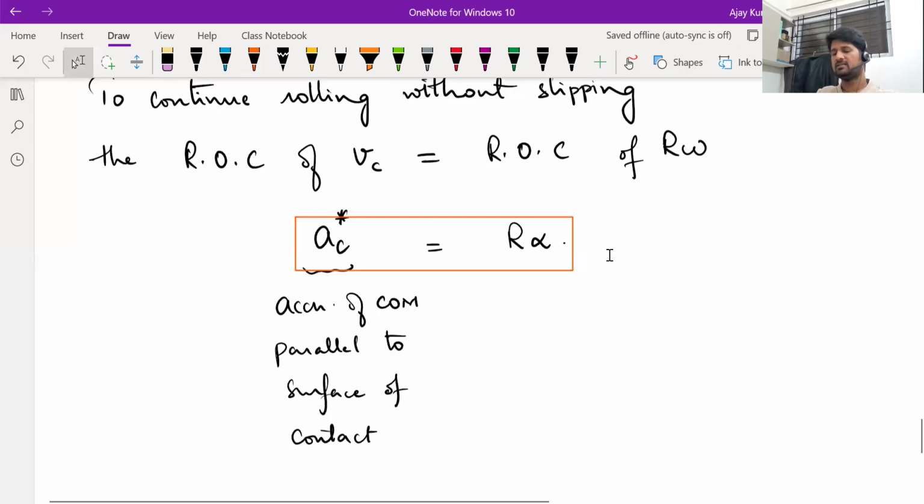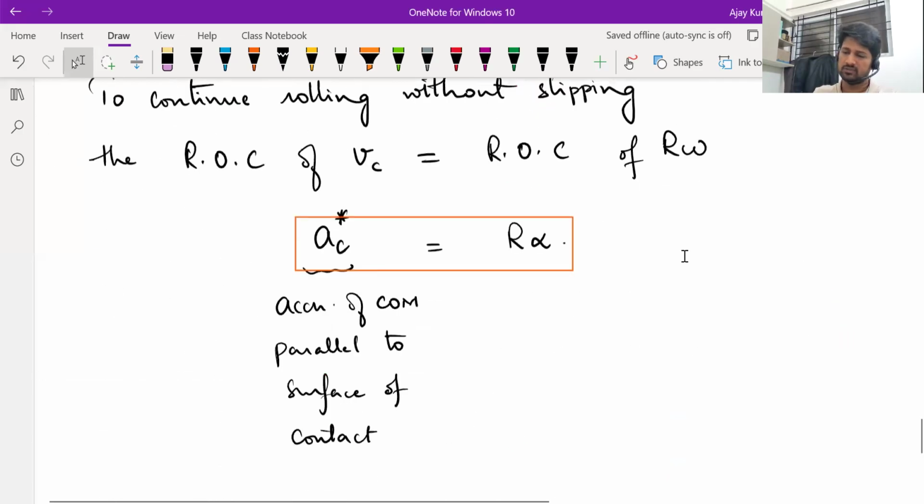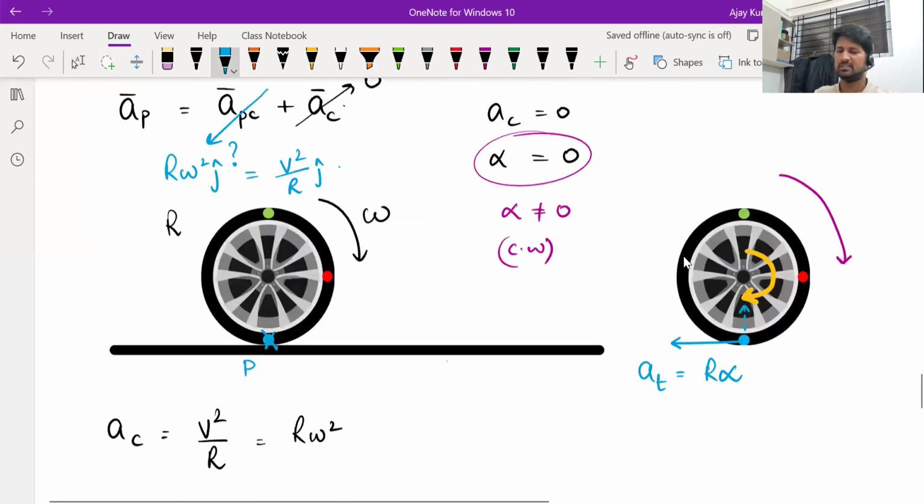Fine. At a particular instant, whether it is in pure rolling or not, you can check by comparing VCM and R omega. If they are equal, it is in pure rolling at that moment. If ACM is equal to R alpha, it will continue pure rolling later also. Like the example that we took here, we took AC 0, alpha 0. If AC and alpha are both zeros, then this condition is satisfied. Then it will continue pure rolling. Obviously, because AC is 0, VCM won't change. Alpha is 0, omega won't change. So VCM will always be equal to R omega. Once it is equal, it will always be equal. None of them are changing. So it will continue pure rolling without accelerating.